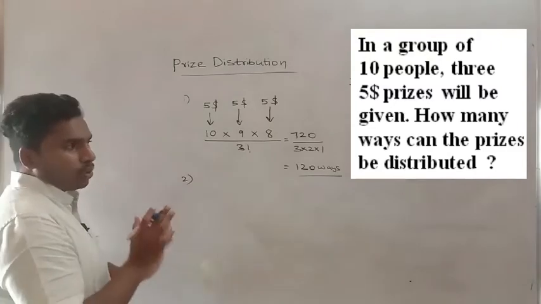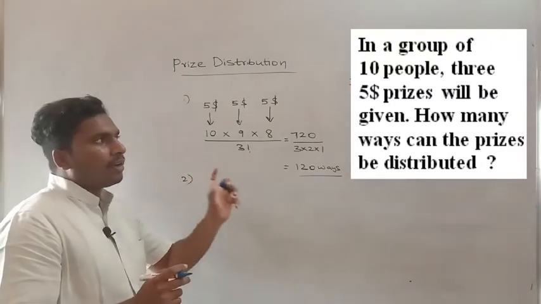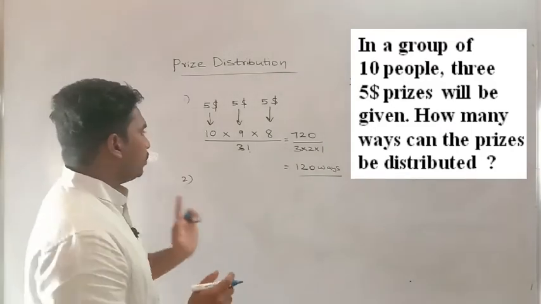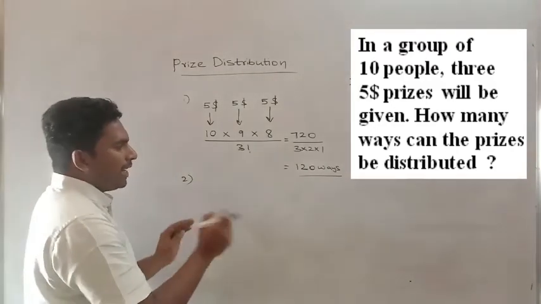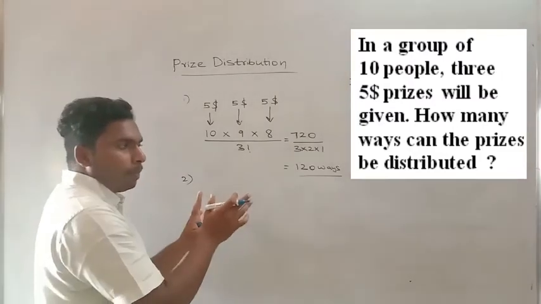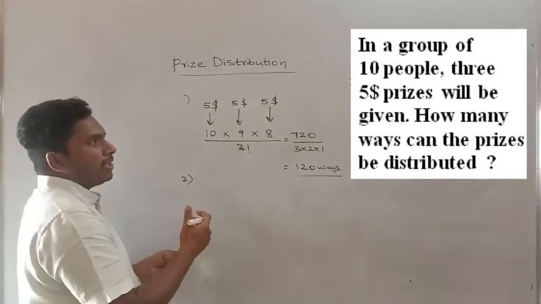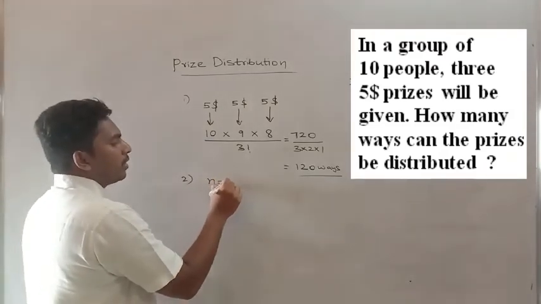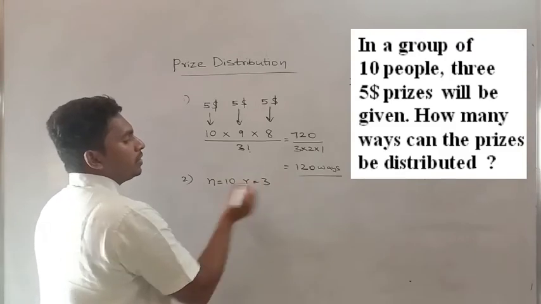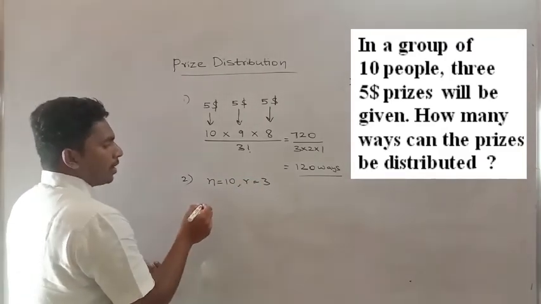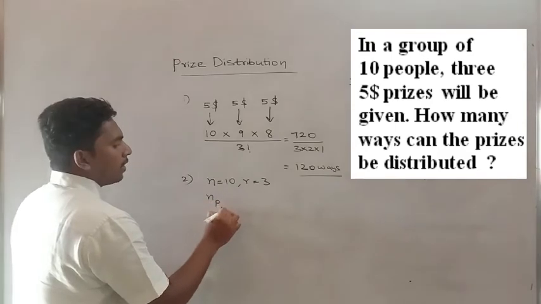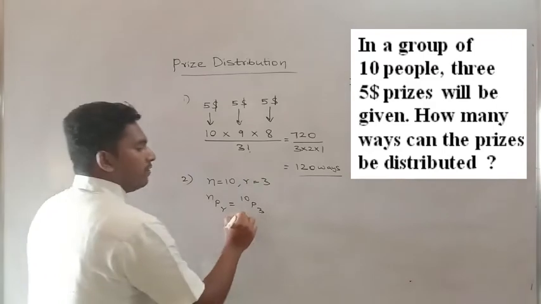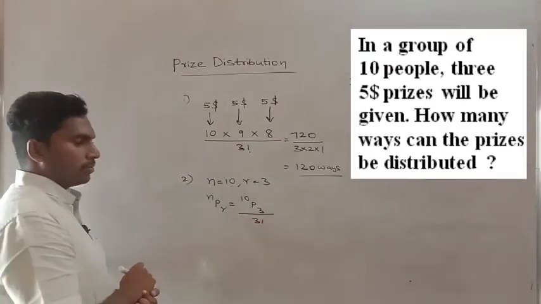As I have already told you, if all the prizes are same, that comes under the combination. So instead of directly substituting in the combination, let us solve this using permutation itself. So n is how much? 10, and r is how much? 3. As per our permutation formula, it is nPr, so 10P3, and here the repetition is there, so divided by 3 factorial.